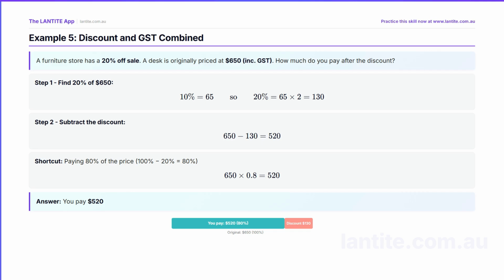Here's a real-world LANTITE-style problem. A furniture store has a 20% off sale. A desk is originally $650, including GST. How much do you pay? Step 1. Find 20% of $650. 10% is $65, so 20% is $130. Step 2. Subtract the discount. $650 minus $130 equals $520. There is also a useful shortcut here. If you are taking 20% off, you are paying 80%. So you can multiply $650 by 0.8 to get $520 directly.